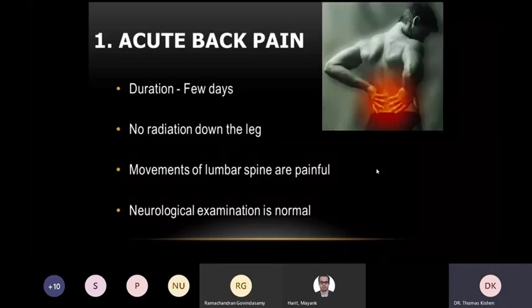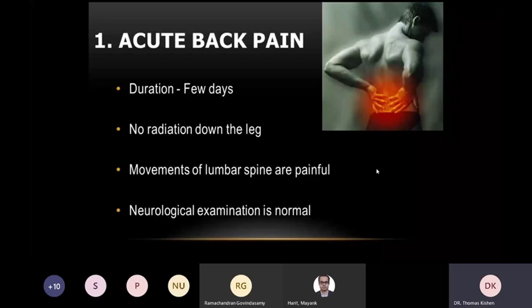So the first one is acute low back pain. Very common scenario. Patients come with pain in the low back, maybe radiating down to the buttock, lasting for a few days. It does not typically radiate below the knee. Movements of the lumbar spine are painful on examination, and typically the neurological examination is normal.